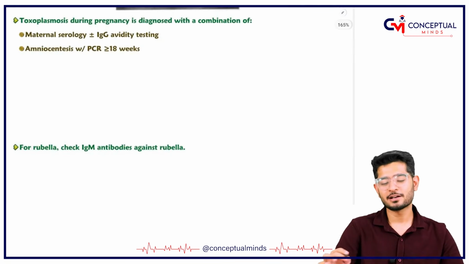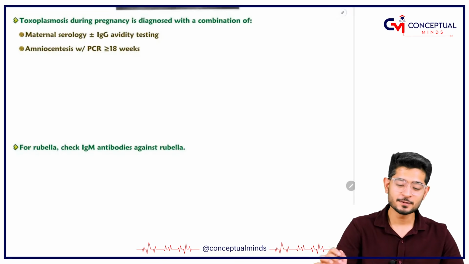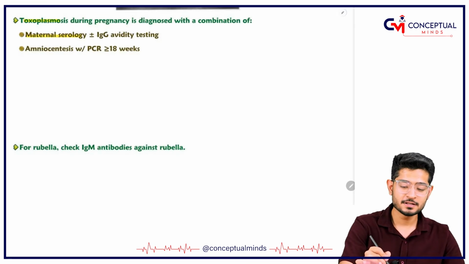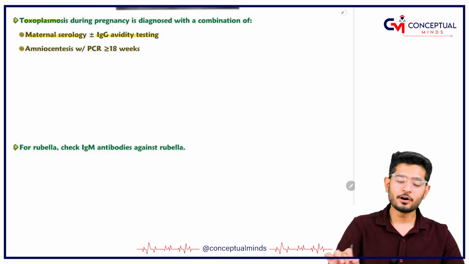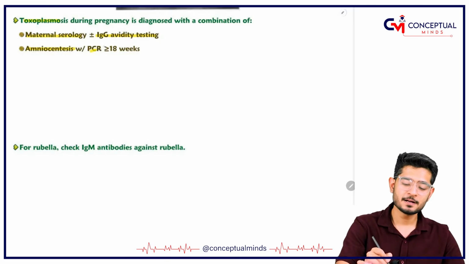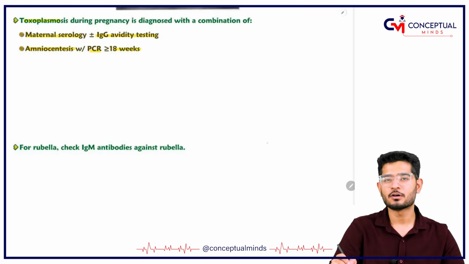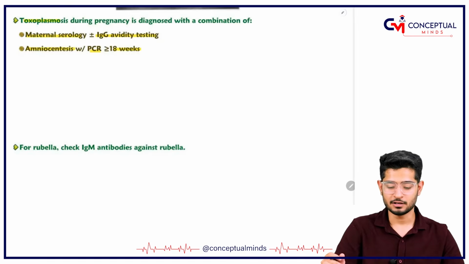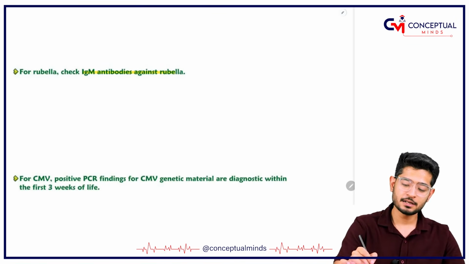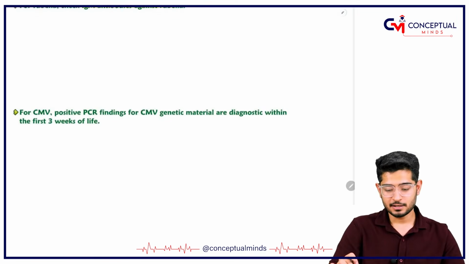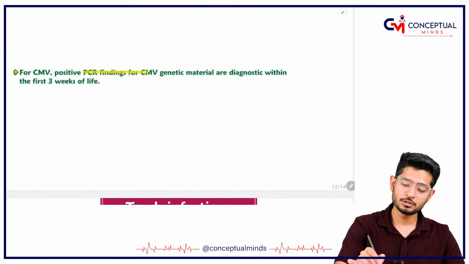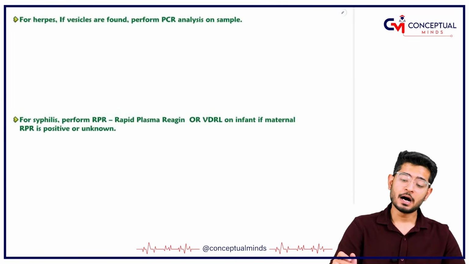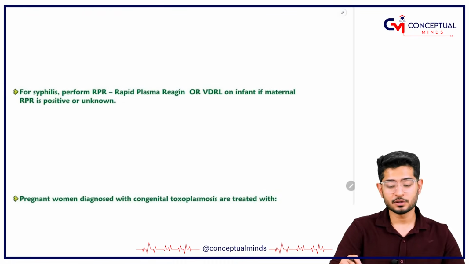Coming on to how will you diagnose this? How will you permanently diagnose it? So toxoplasma during pregnancy is diagnosed with a combination of maternal serology plus IgG avidity test, or you can perform amniocentesis with PCR if the pregnancy is more than 18 weeks, where you take the amniotic fluid and perform the PCR technique on it. For rubella, you check the IgM antibodies against the rubella. For CMV, we do the PCR testing, but please remember, generally we take the urine sample for CMV. Herpes, of course, we do the PCR analysis on the vesicles.